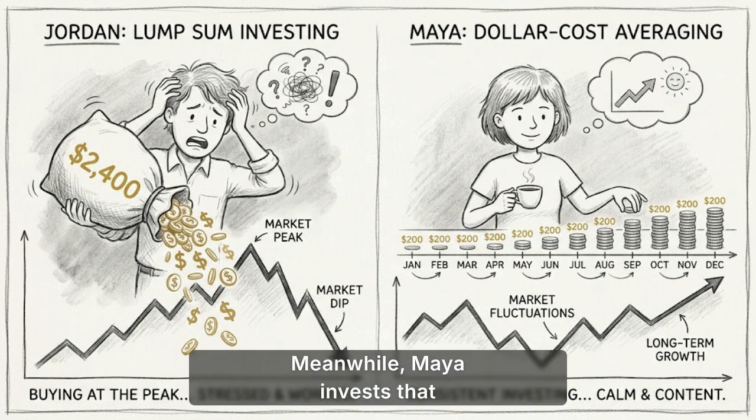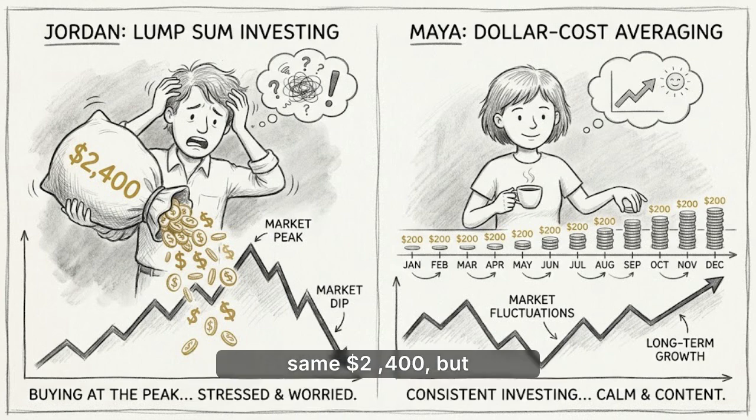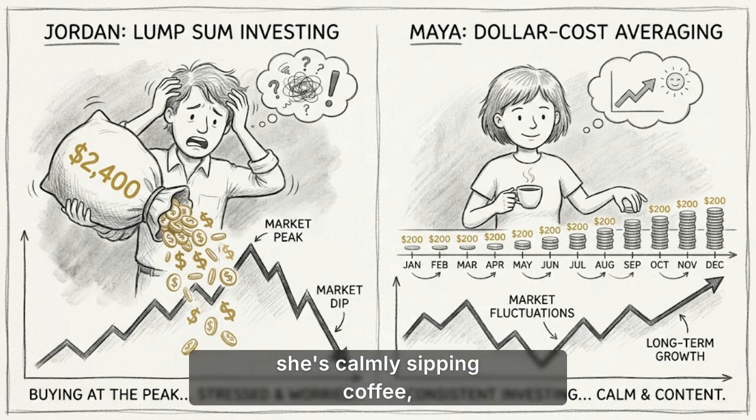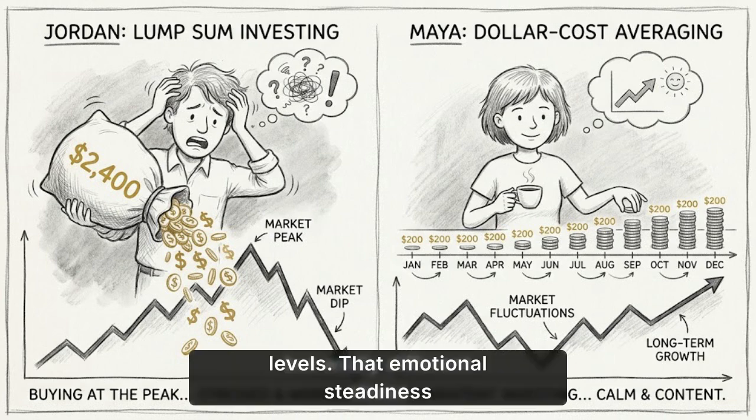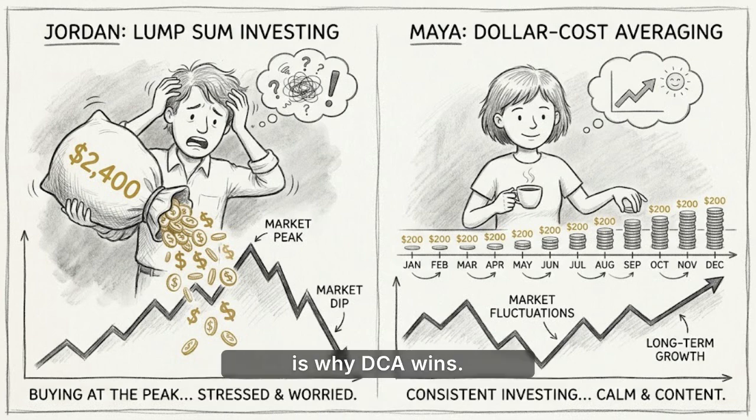This intense emotional stress is exactly what causes many beginners to make mistakes and panic sell their investments at a loss. Meanwhile, Maya invests that same $2,400 but spreads it out at $200 a month. When the market dips, she barely notices. In fact, she's calmly sipping coffee, knowing her next payment buys shares at a discount. Same total investment, but wildly different stress levels. That emotional steadiness is why DCA wins.